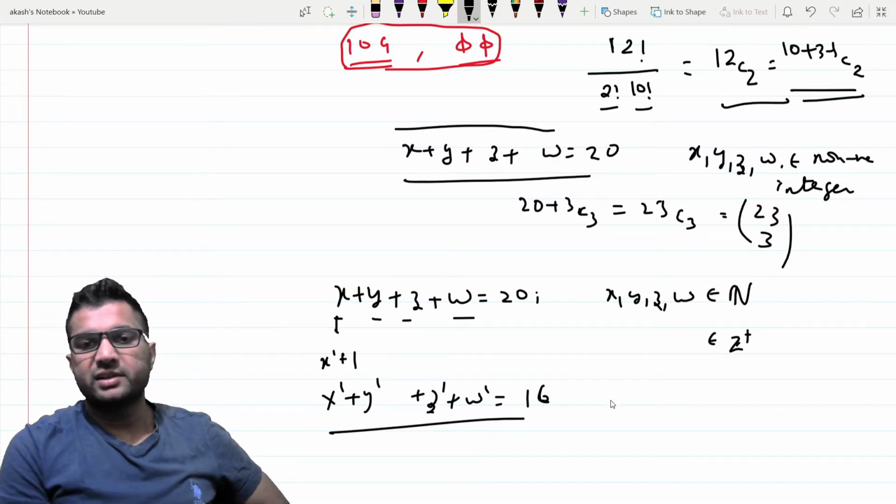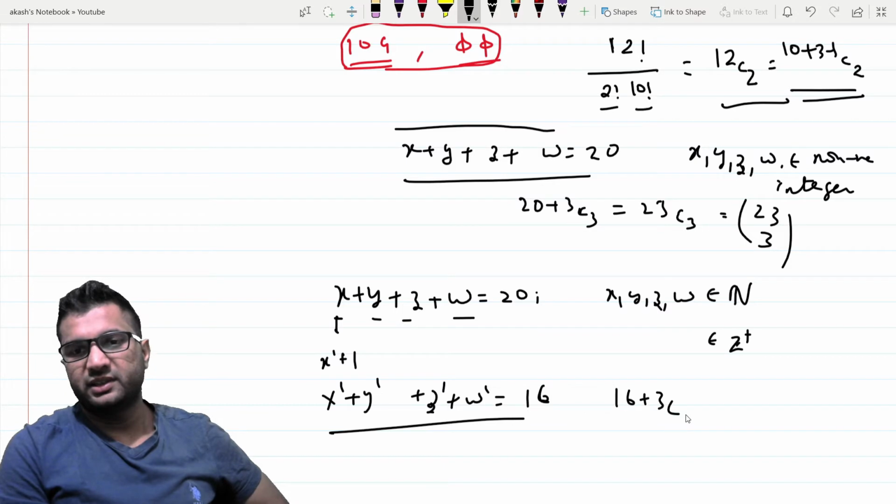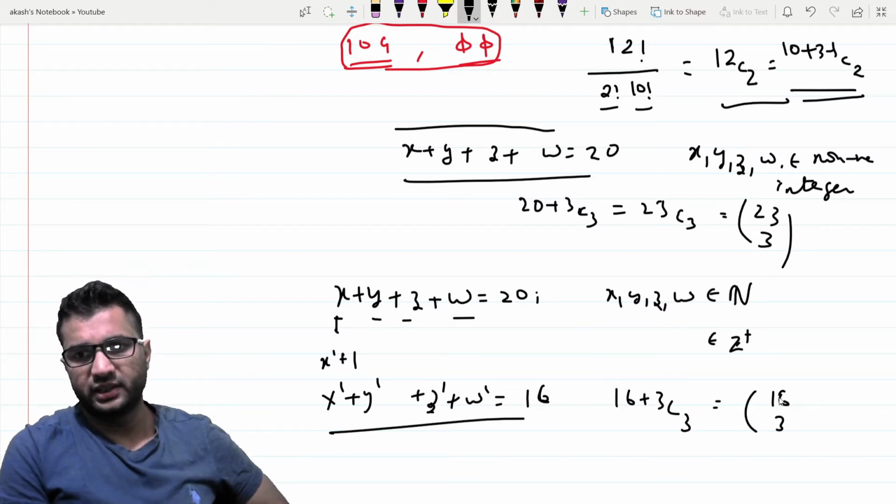So my required answer will be equal to 16 plus 3 C 3, that is 19C3. Easy.